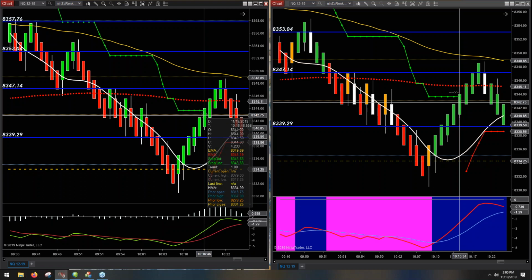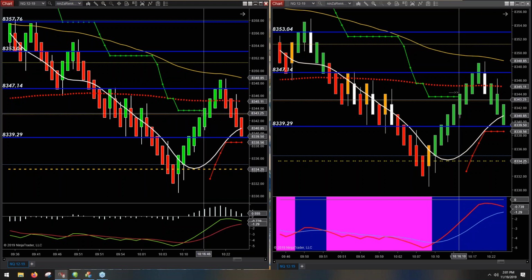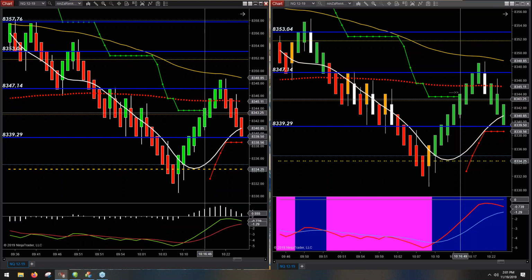So this entry here would be, if you get in above the bar here, so this is one thing I did want to clarify. I'm always looking for a close above or below the super trend stop, and that's this bar right here, right where I have my crosshair, and you can see it on Gordon's as well.